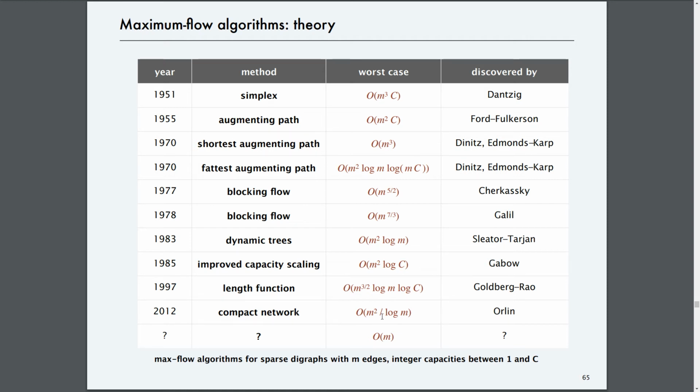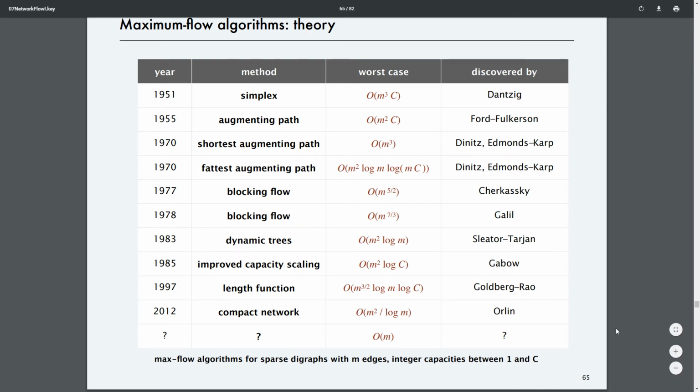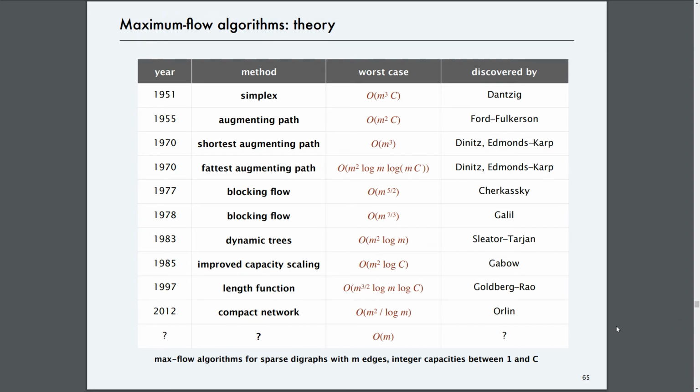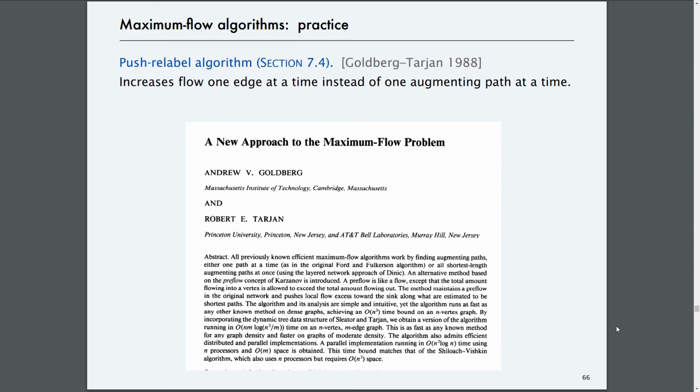This is a very good time complexity. It's the number of edges squared divided by the log of the number of edges. And we're still searching for just a linear algorithm for max flow. Then there's something called the push preflow, push relabel algorithm by Tarjan and Goldberg. This increases the flow one edge at a time instead of an entire augmenting path.